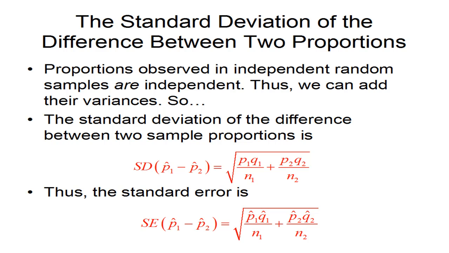So, the standard deviation of the difference between two sample proportions is the square root of P1Q1 over N1 plus P2Q2 over N2. Thus, the standard error is the square root of P hat 1 Q hat 1 over N1 plus P hat 2 Q hat 2 over N2.